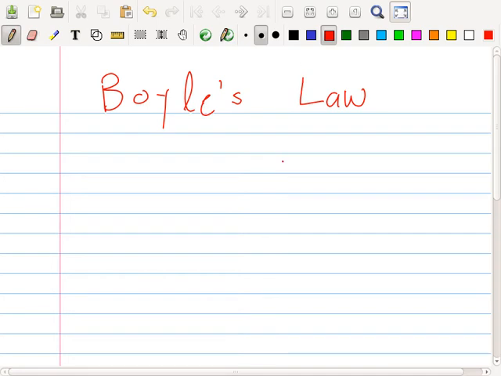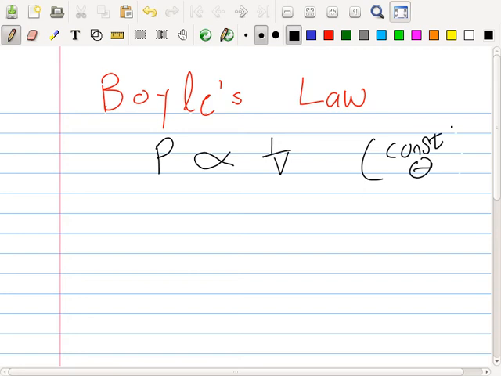Okay, Boyle's law. Boyle's law basically says pressure is proportional to 1 over the volume, and that's at constant temperature.